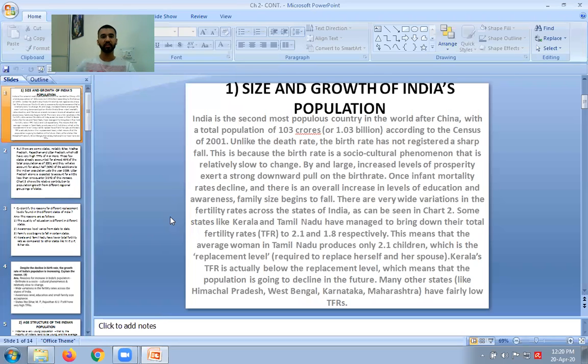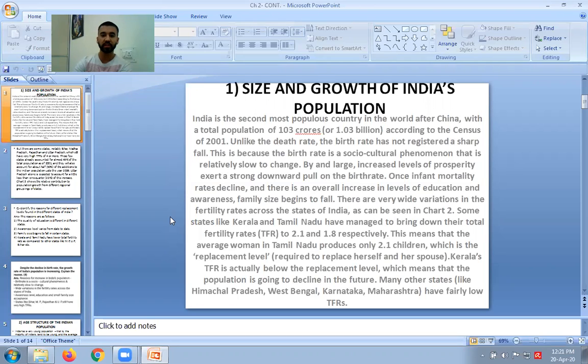And when I say a replacement level, it means that a woman is giving birth to two children, right? So it is a replacement level because husband and wife are replaced by two children. But if they give birth to four or three children or more than four children, then it is not a replacement level. Then it gives rise to population explosion, right?